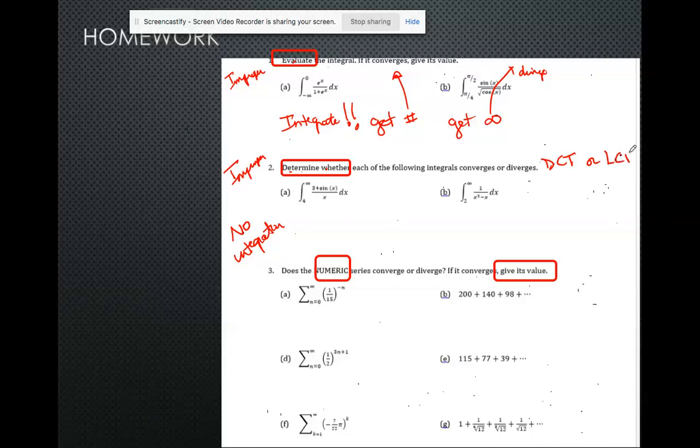And remember, I told you that on the quiz, I will tell you which one. You don't have to decide. I want to test both. So I will say, do the direct comparison or do the limit comparison. But don't, for God's sakes, integrate. You will have a question on a numeric series, whether it converges or diverges, right? So numeric series, you need to look for geometric series, P series, alternating series, or if it diverges by the nth term, things like that.